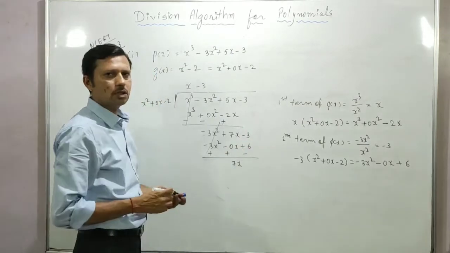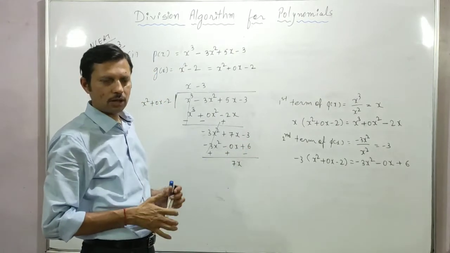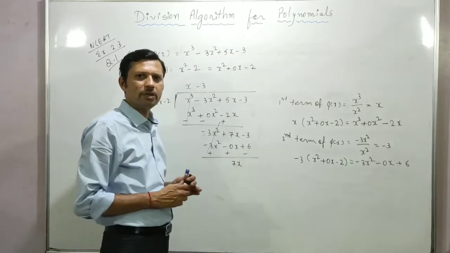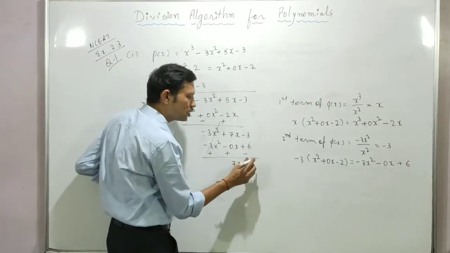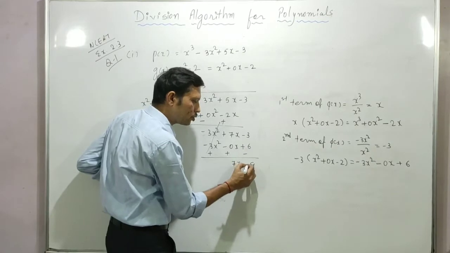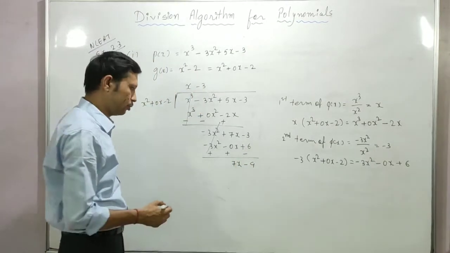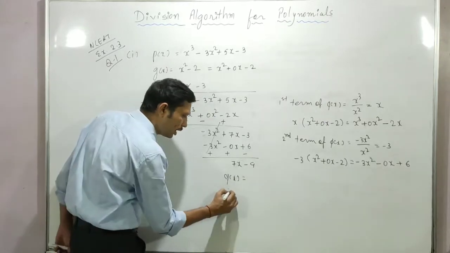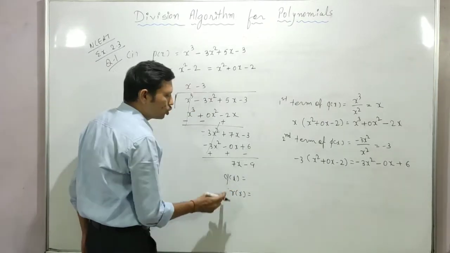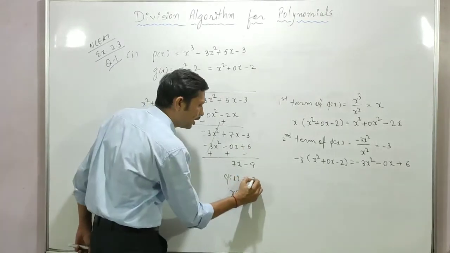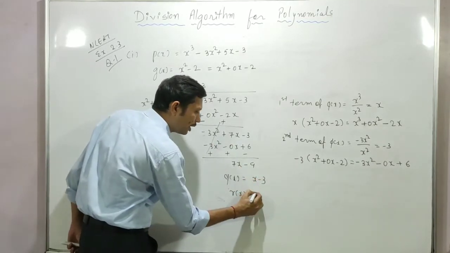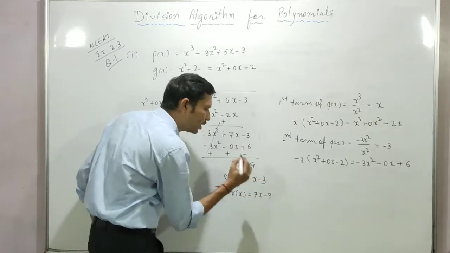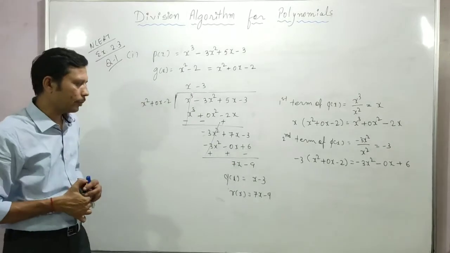Both are like terms. If like terms have the same sign, they will be added. So 3 and 6, the addition is 9 and both are negative, so the addition is also negative. So here in our question, they asked about the quotient as well as the remainder. What is the quotient? x minus 3. And what is the remainder polynomial? 7x minus 9.